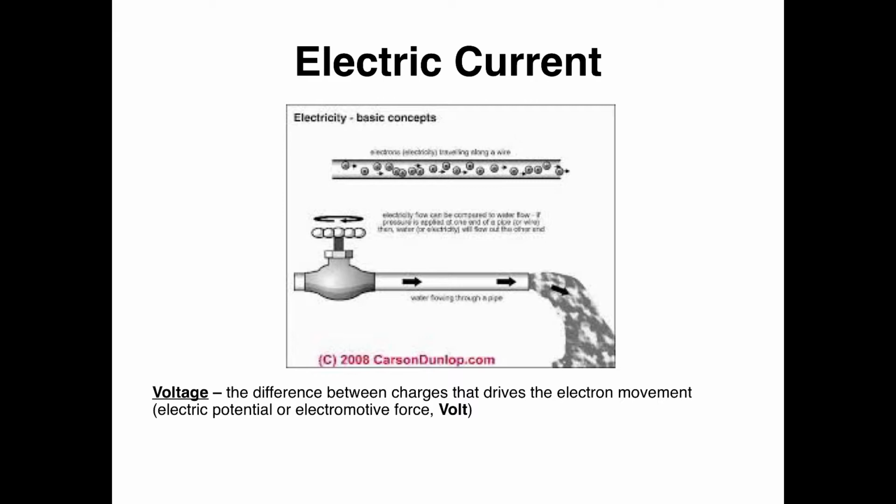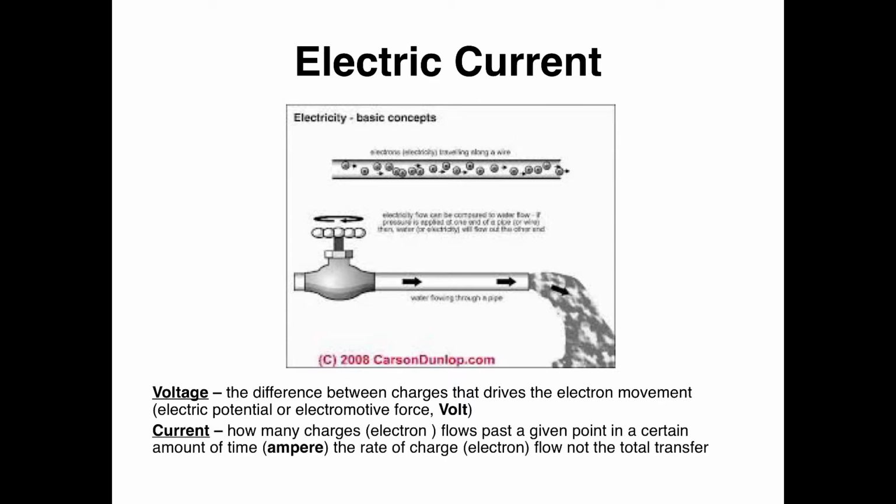Similarly, there is a difference in charges from the left to the right, in that the higher negative charge is on the left and the lower negative charge is on the right, such that you have a flow of electrons from left to right, and that difference is what causes or drives the electrical movement, and that is called voltage. And that electrical difference, which is also called electrical potential, is measured by what we call, the unit is called a volt.